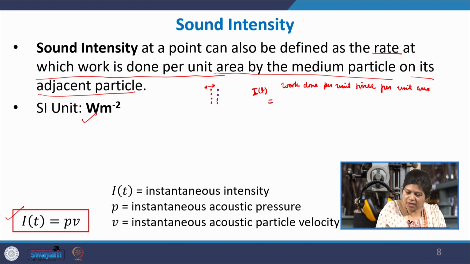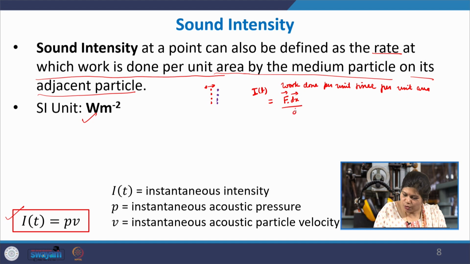So, the instantaneous intensity at any point would be what? It could be the force being applied by that layer of fluid particle multiplied by the distance, and because it is a longitudinal wave, the direction in which they are applying the force is the same direction in which the movement is taking place. So, although we do the dot product for the F vector and dx vector, because they are both in the same direction, we end up multiplying their magnitudes. So, let us do that. So, that is the work done.